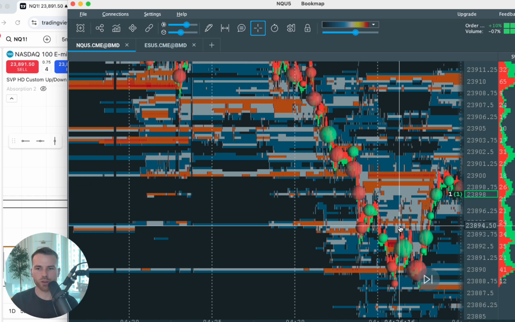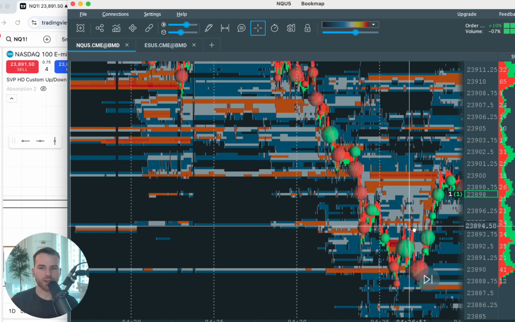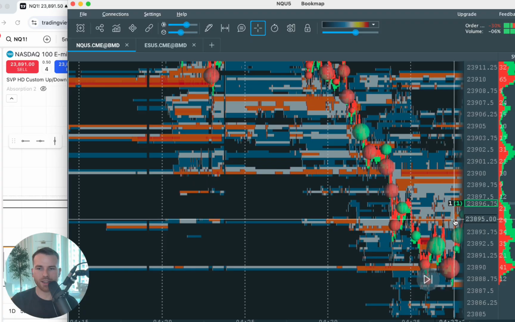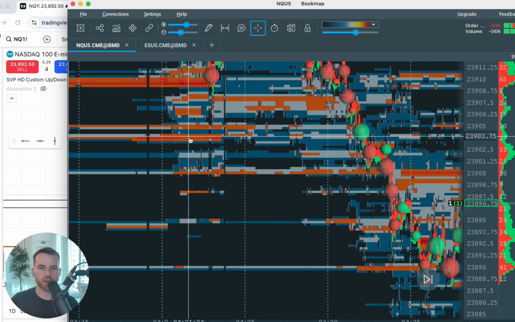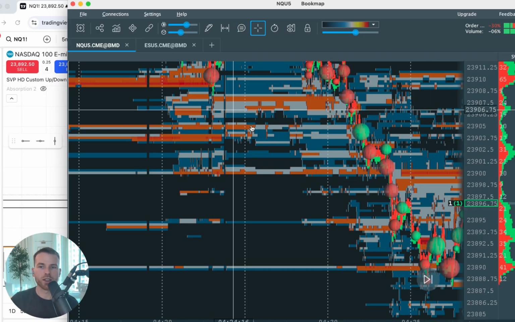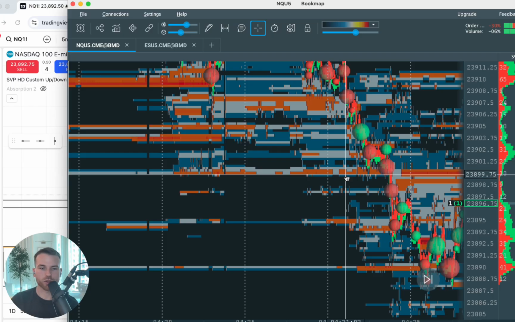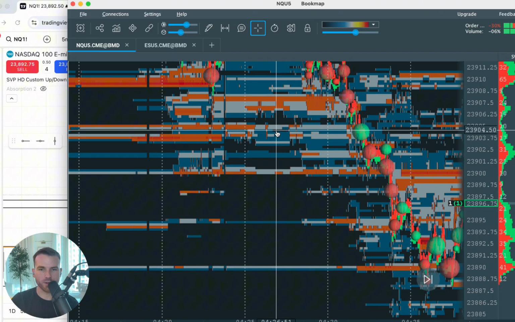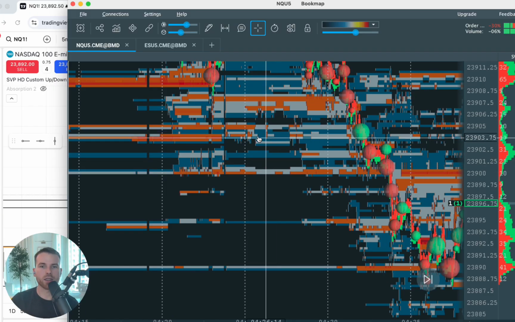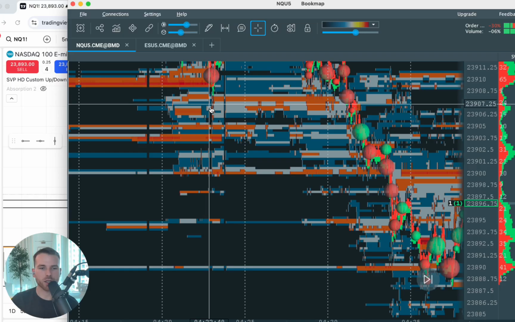Well, at the 94s, we get in right here. What do we see at this moment? That is our entry, right? We see that we have a bunch of liquidity up here. We had a bunch of liquidity here and here. So at these price levels, that is where it gets interesting. Current liquidity, previous liquidity, and previous liquidity. That is where things become interesting.